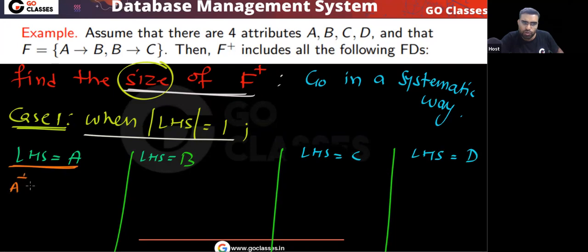Now when LHS is A, first you find A plus. Tell me what is A plus. A gives you A, B, and B gives you C. So this will be your A plus. Yes or no? You will get A plus.